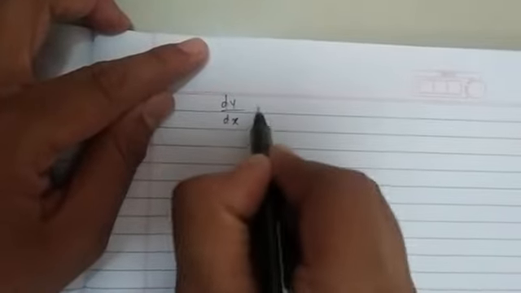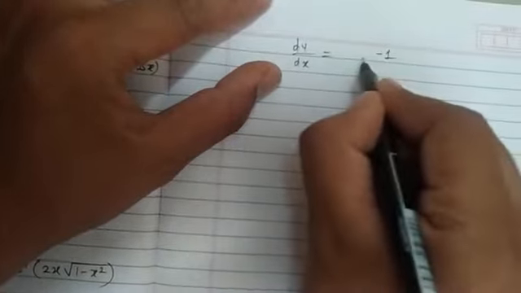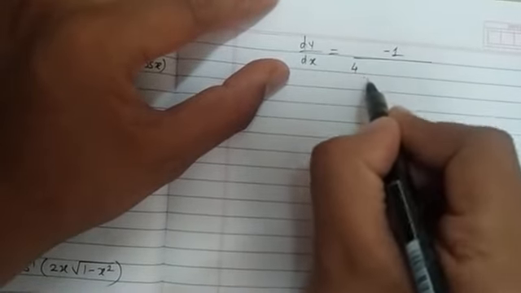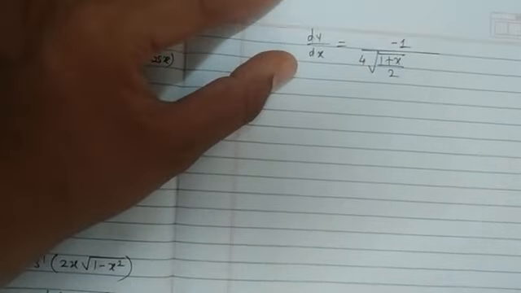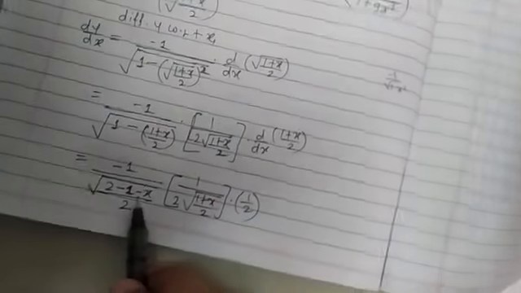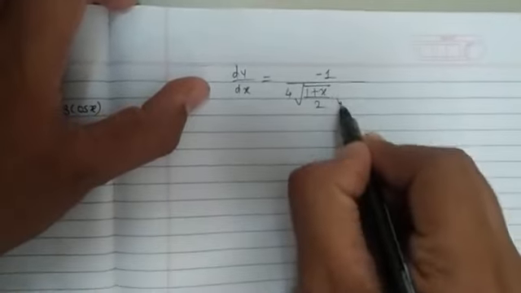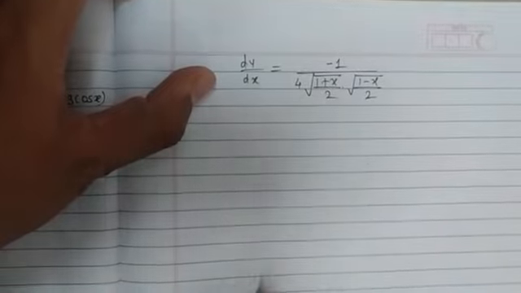and our final answer is dy by dx is equal to minus 1 upon 4 times root 1 plus x by 2, and here this 2 minus 1 is 1, so 1 minus x upon 2, into root 1 minus x upon 2, right?